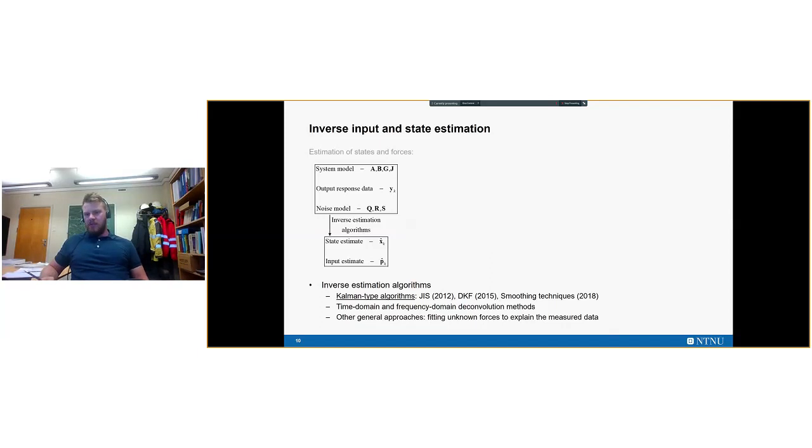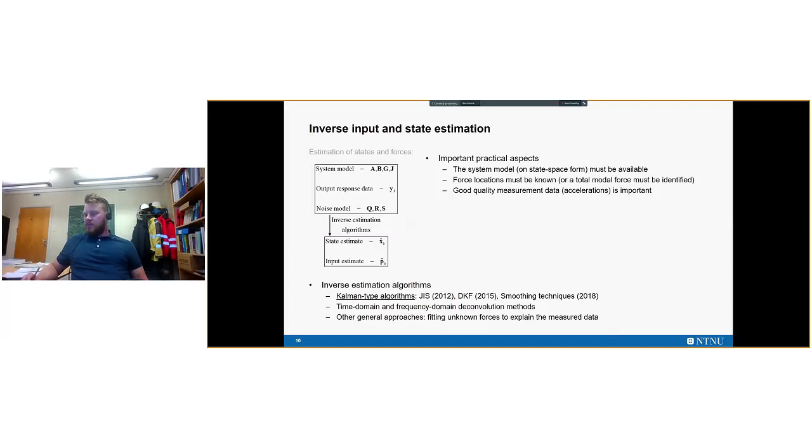There are also some other available methods that mainly perform some deconvolution in the time domain or frequency domain. And there are also some approaches that try to fit the unknown forces to explain the measurement data. However, we think that these methods are not currently ready to be tested on the large bridges. They simply do not perform well enough. So it's the Kalman type algorithms that we are using.